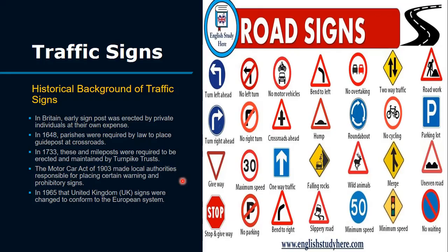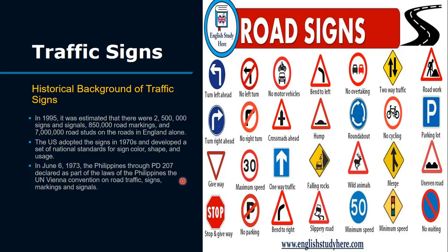signs. So the height of road signs can be adjusted to avoid sight obstruction on intersections. And also in 1965, the United Kingdom signs were changed to conform to the European system. And in 1995, it was estimated that there were 2,500,000 signs and signals, 850,000 road markings, and 7 million road studs on the roads in England alone.